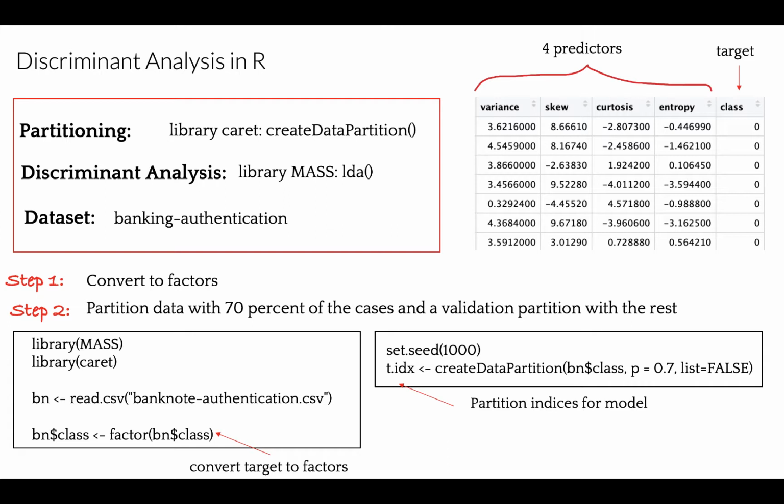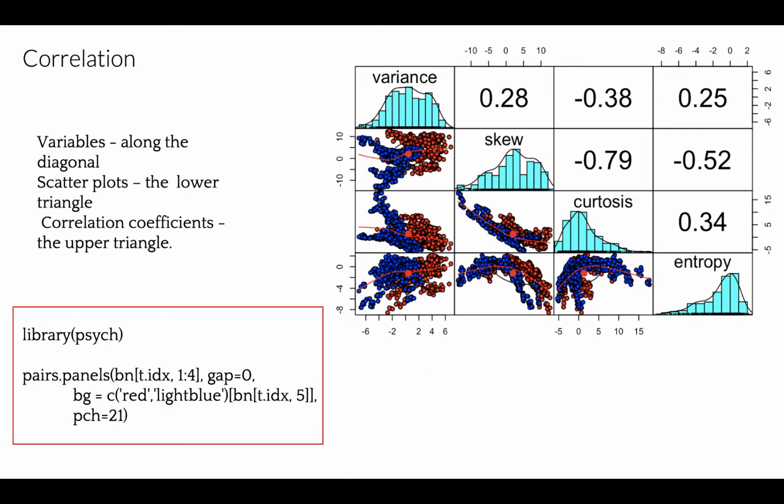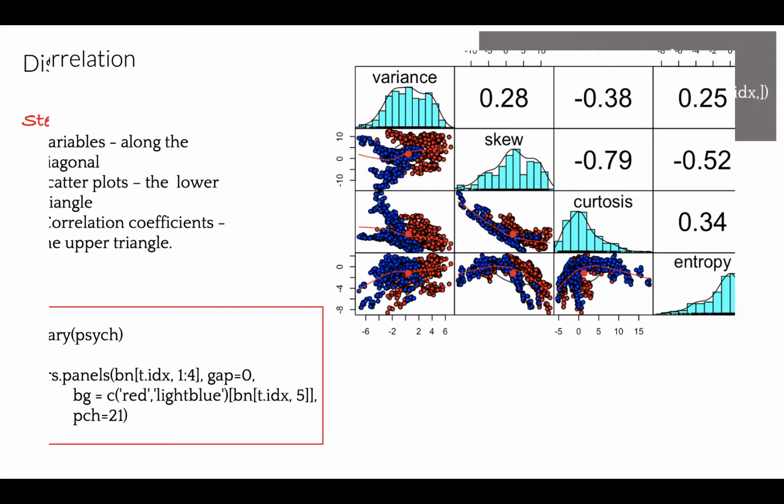So in our data, we have a class variable, and we have 4 predictors: variance, skew, kurtosis, entropy. All those four predictors are extracted features from the banknote images. From our partition data sample length, we can conclude that indeed our training data set is 70%. We can look closely at the correlation coefficient between each of the 4 predictors. We can use package psych and the function pairs.panels, which displays variables along the diagonal, scatter plots in the lower triangle, and correlation coefficients in the upper triangle.